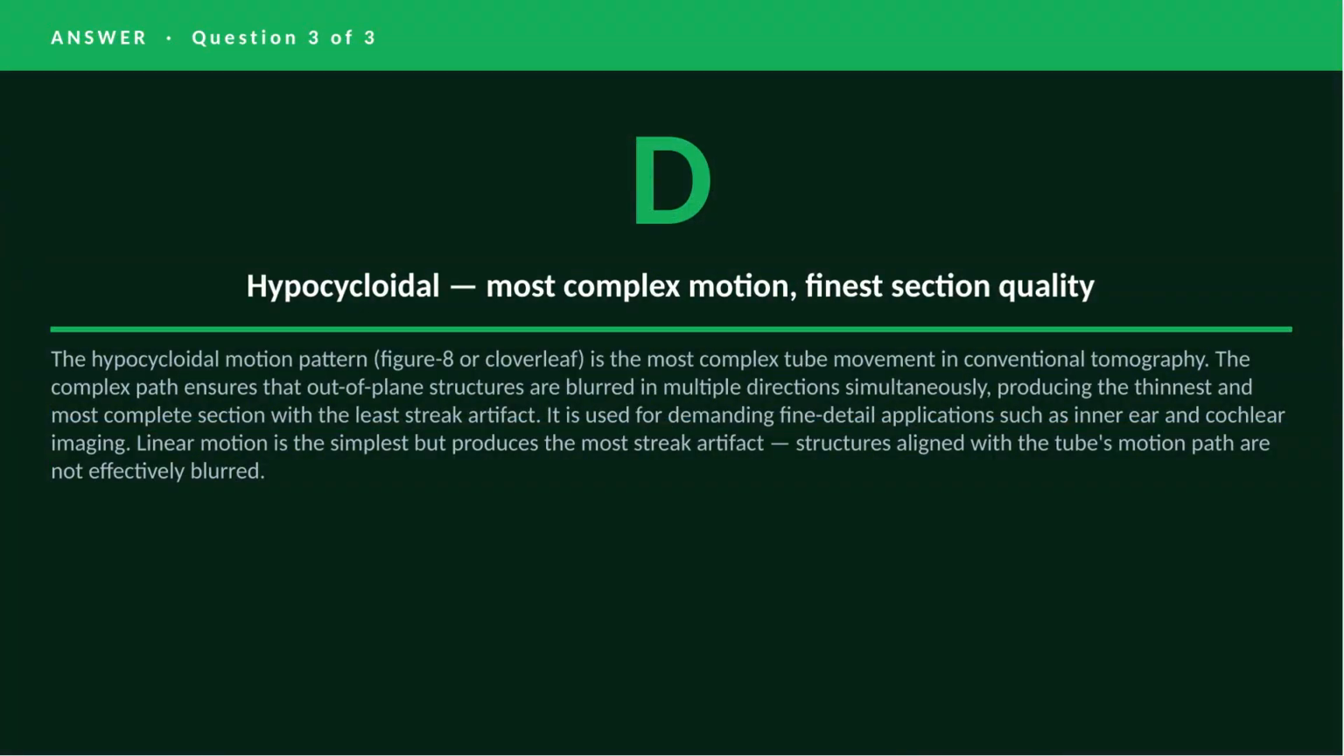The answer is D. Hypocycloidal. Most complex motion, finest section quality. The hypocycloidal motion pattern is a figure-8 or cloverleaf path. The complex movement ensures out-of-plane structures blur in multiple directions simultaneously, producing the thinnest, most complete section with the least streak artifact. Used for inner ear and cochlear tomography. Linear motion is simplest, but produces the most streak artifact.